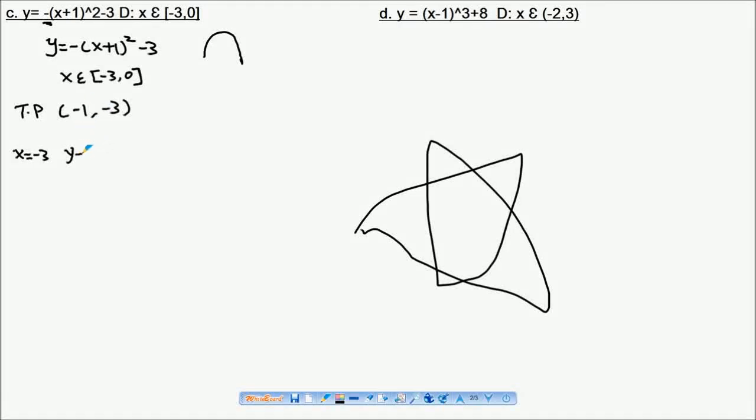And y equals, we put minus 3 in, so I have (minus 3 + 1) squared minus 3, and y will be minus 7. Okay, and now the coordinate is minus 3 and minus 7.